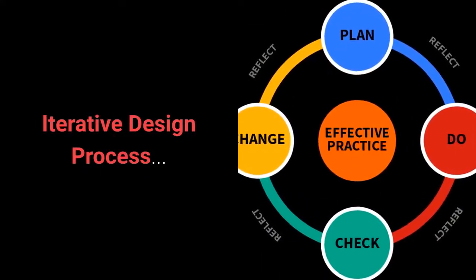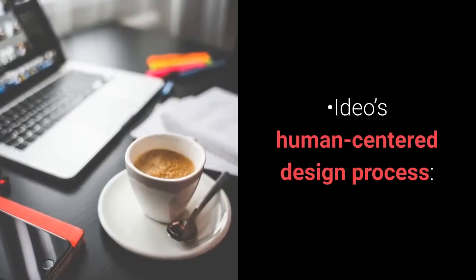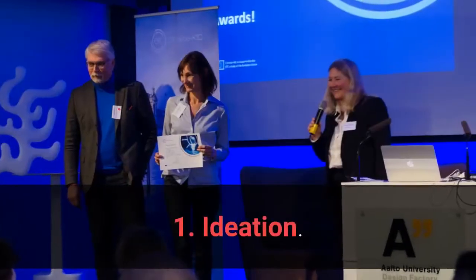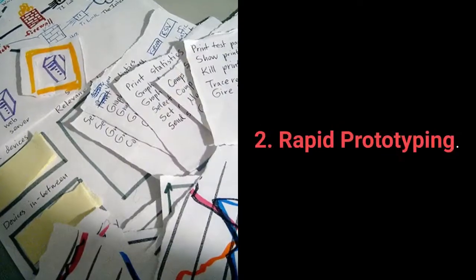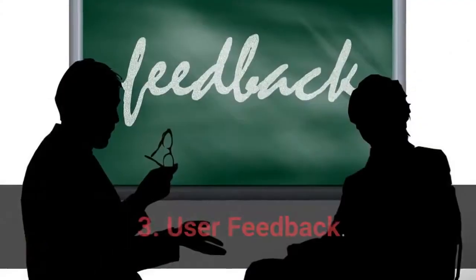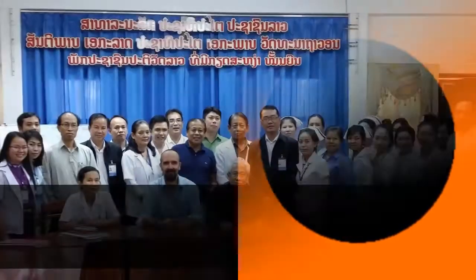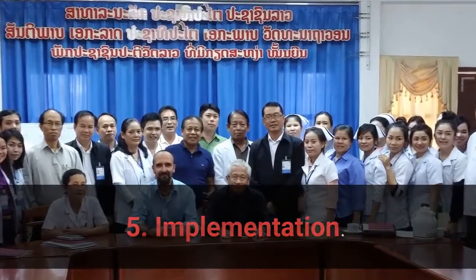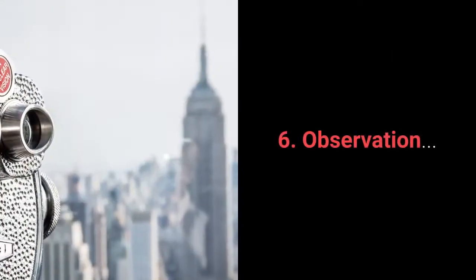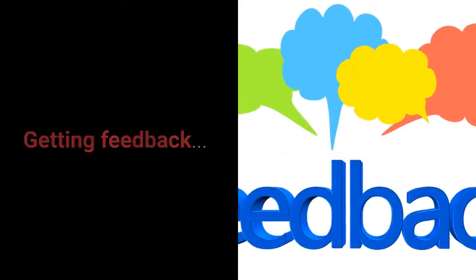Iterative design process. IDEO's human-centered design process. 1. Ideation. 2. Rapid prototyping. 3. User feedback. 4. Iteration. 5. Implementation. 6. Observation. Getting feedback.